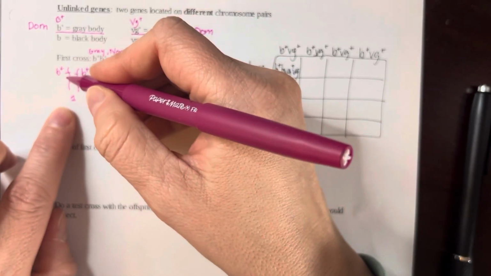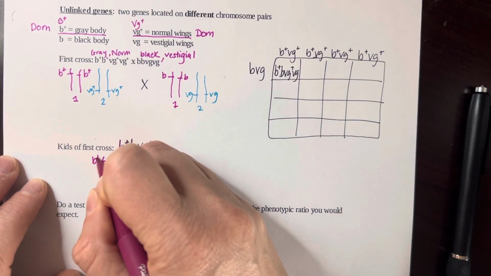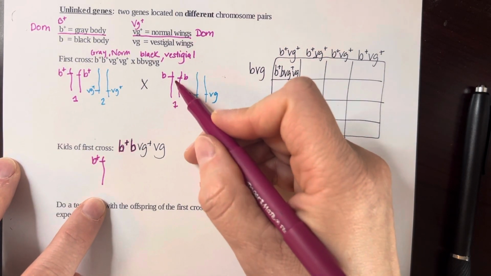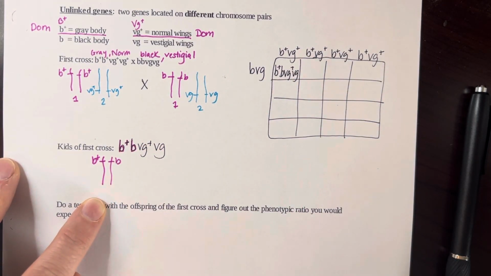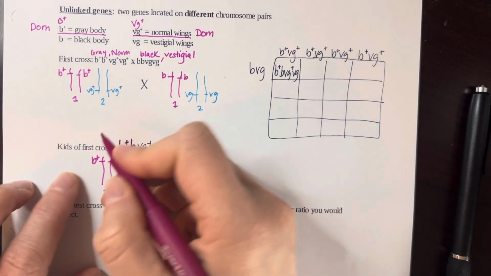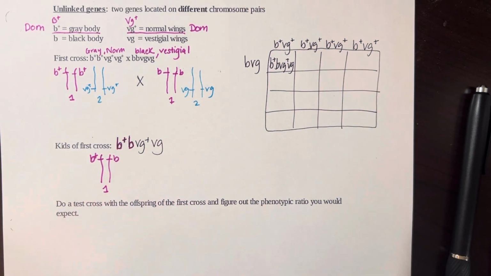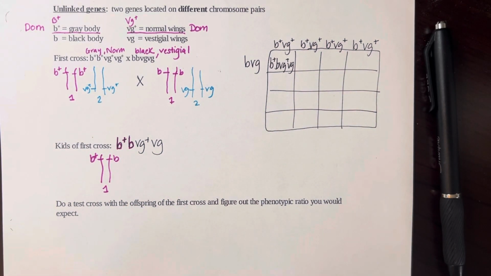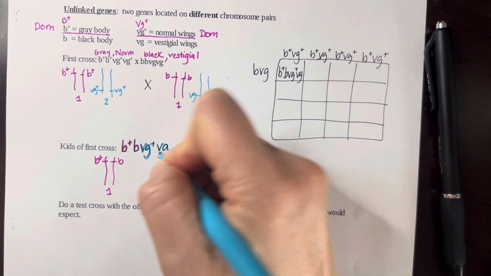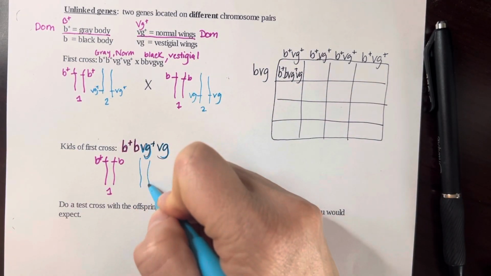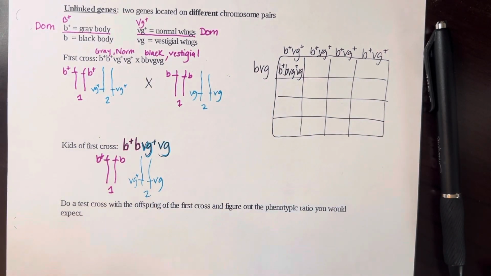Why they have B plus is because this parent gave them a chromosome pair number 1 that has a B plus on it. And this one gave them a chromosome number 1 with a B on it. Hence the B plus and the B. During meiosis they split, remember, and they only give 1 of each of the chromosomes. Then the VG plus, VG, I'm going to go over that right here. Chromosome pair number 2, VG plus VG. And so that's why they look like that.